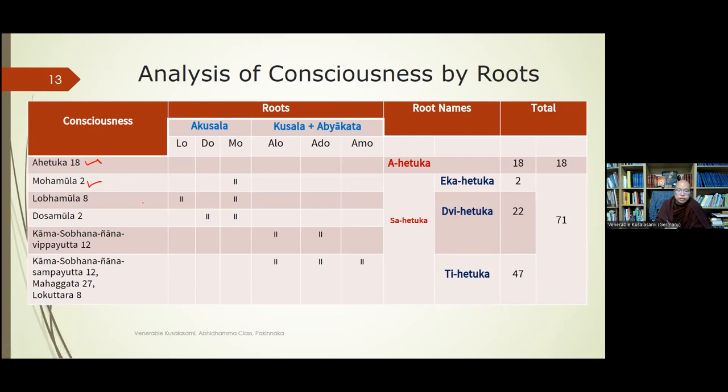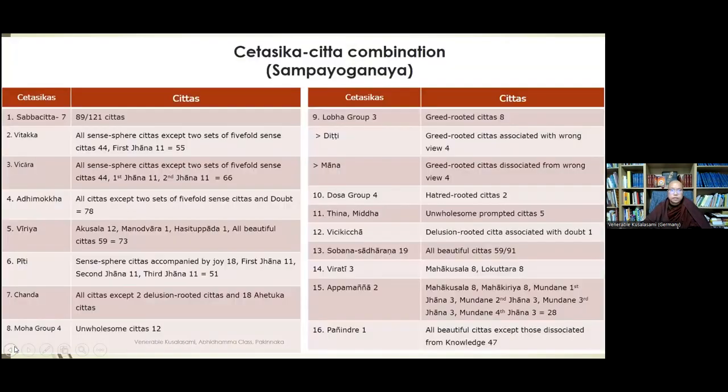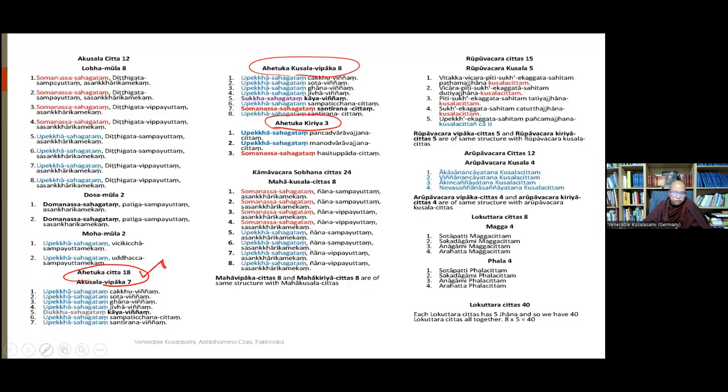So this one also, you know that. The technique or method to know why this Moha Mula, delusion-rooted consciousness, has only one root, you have to go back to the second chapter. Firstly, you have to go back to the first chapter. Moha Mula here means delusion-rooted consciousness. And we have to look at how many mental factors are together with this delusion-rooted consciousness. This is important.